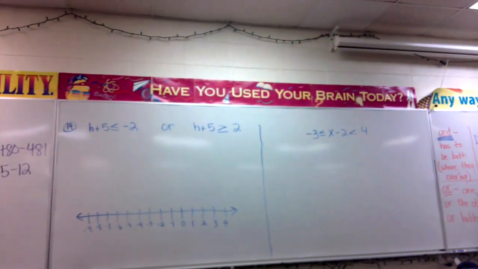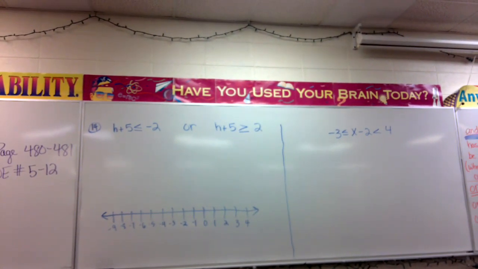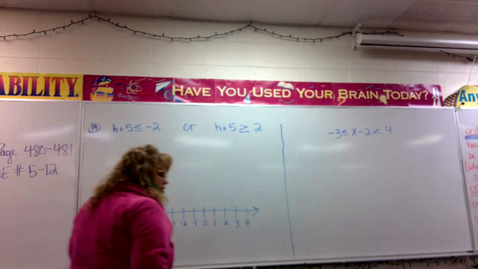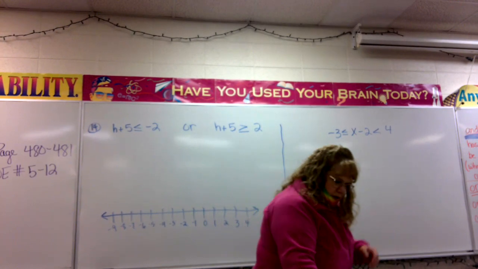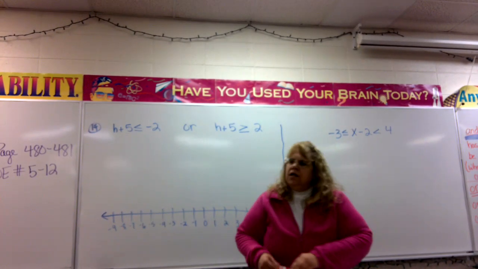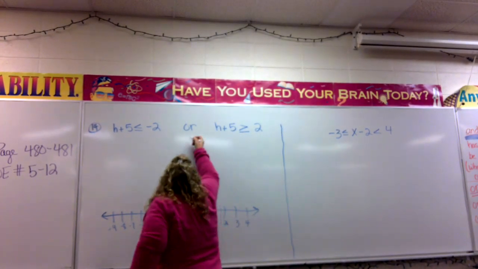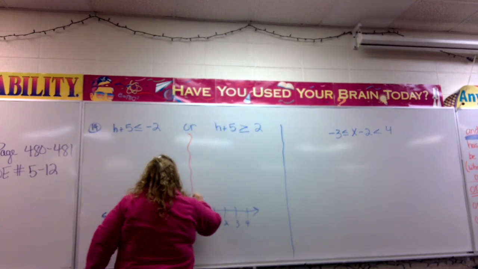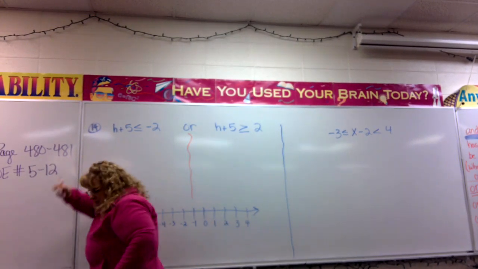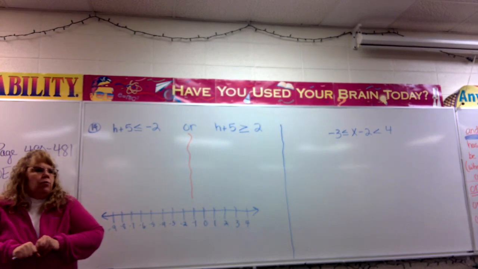So remember that it was and, it was or. This particular problem happens to be an or. And it doesn't really matter that there's two parts to it. You solve this just like you would a regular old equation, right?